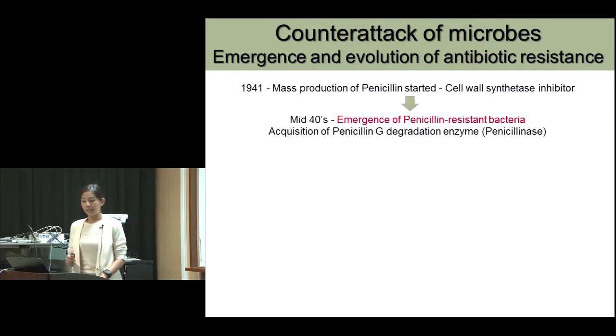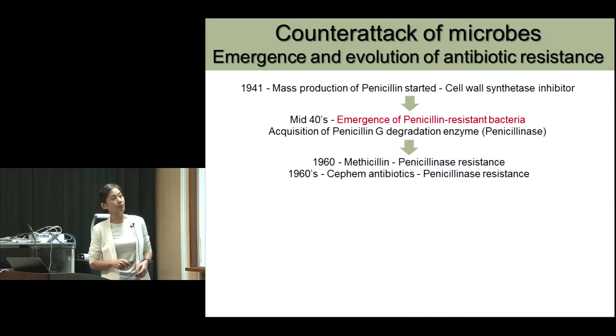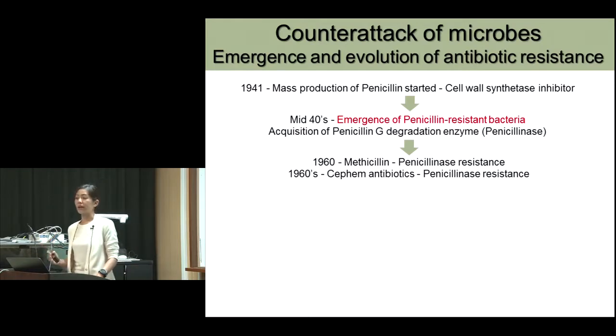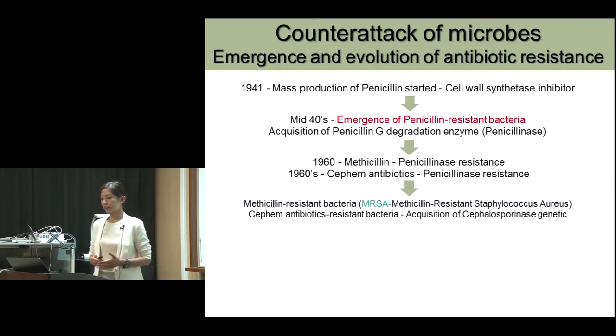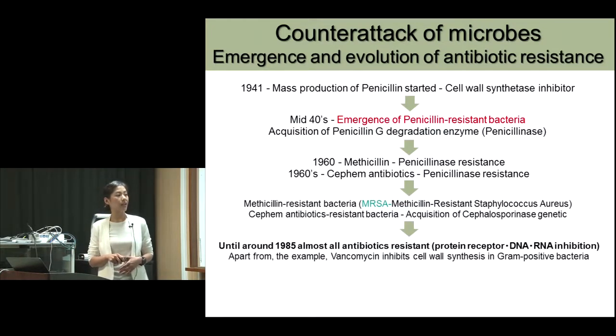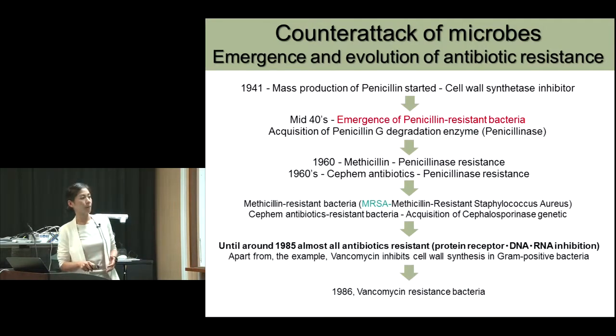Okay, and then methicillin and cephem antibiotics were also being developed, and simultaneously, not long after that, the resistant bacteria emerged. Until around 1985, almost all antibiotics were becoming impotent, except for maybe, for example, vancomycin. But the vicious cycle seems to continue, as vancomycin-resistant bacteria also emerged later, in 1986.